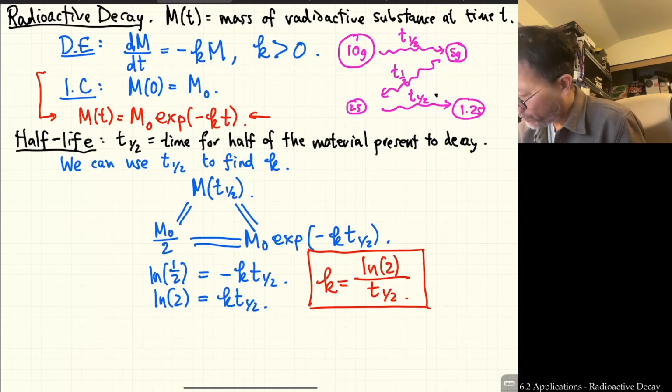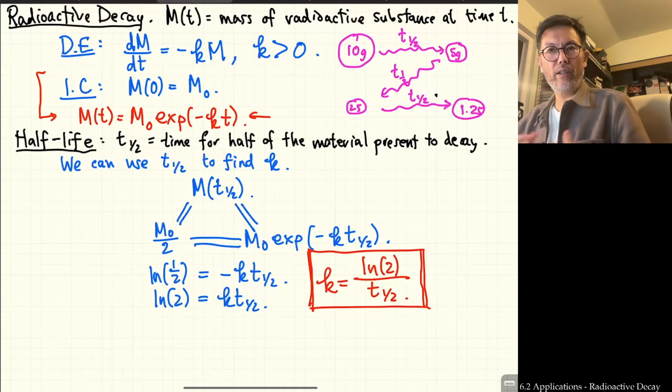And this is very useful. If you know the half-life, then you know this k that lives in the exponential decay model. Alrighty?